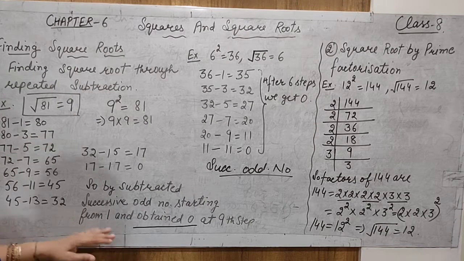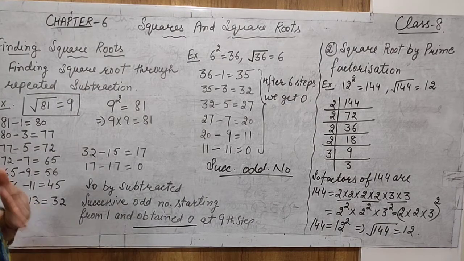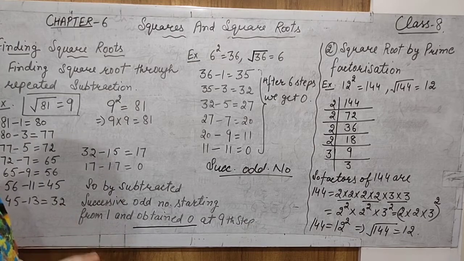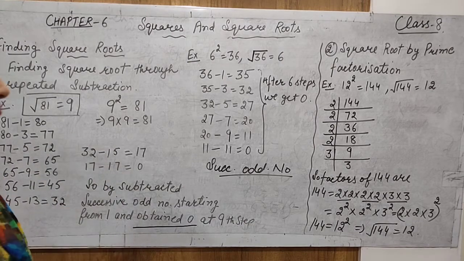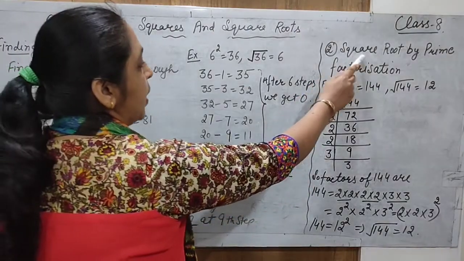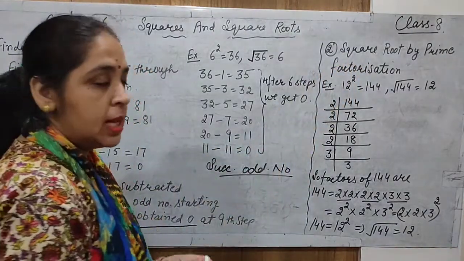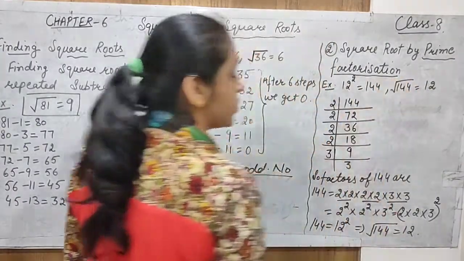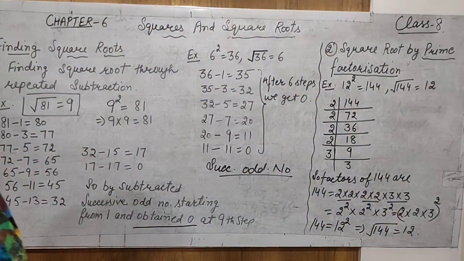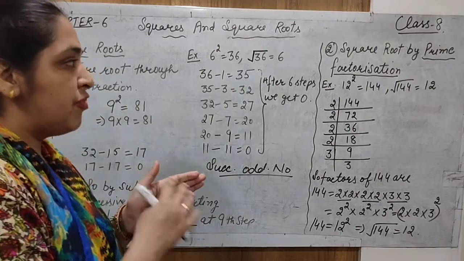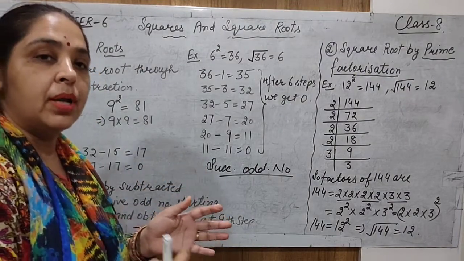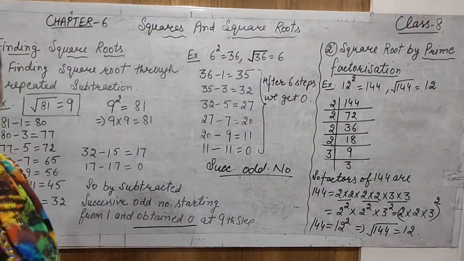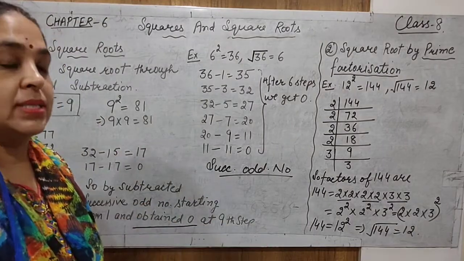Alright students. Now the next method we adopt to find the square root of any number is square root by prime factorization. This term we already know. What is prime factorization? Prime factorization means breaking a number into its smallest factors, its smallest multiples.